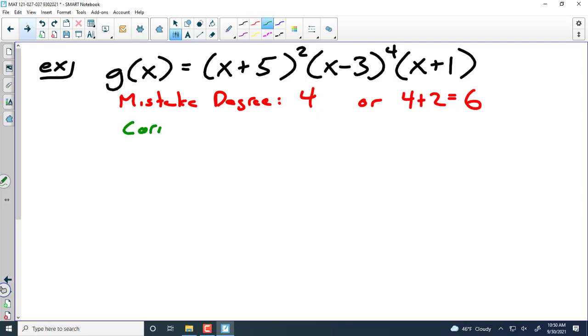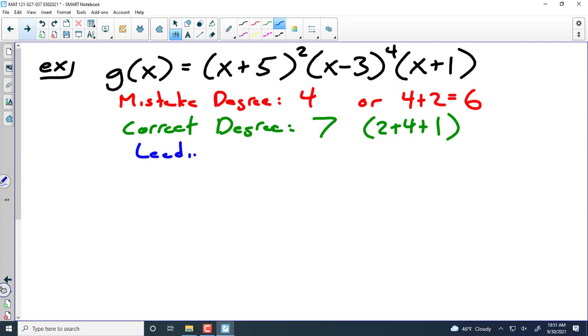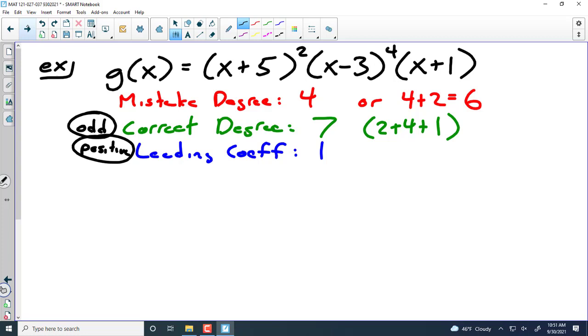So the correct degree for this one is going to be 7 because it's 2 plus 4 plus 1. The leading coefficient is not very exciting on this one, but we're still going to write it down. I don't see anything in front of those first set of parentheses, so what's my leading coefficient, everyone? Just 1. Later on today, what's going to be interesting to us is that the degree is odd and the leading coefficient is positive. That's going to be interesting to us in a little while.